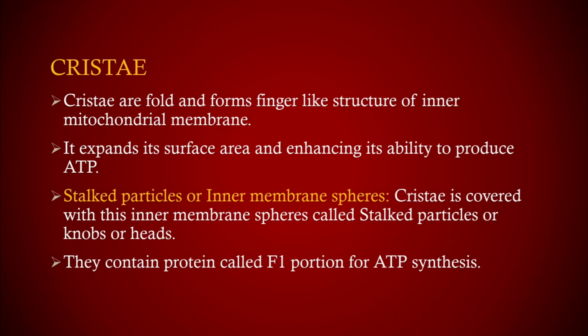sugars. Then cristae. Cristae are folds that form finger-like structures of the inner mitochondrial membrane. It expands its surface area, enhancing its ability to produce ATP. Stalk particles are on the inner membrane space. Cristae is covered with these particles called stalk particles or knobs or heads. They contain a protein called F1 portion for ATP synthesis.